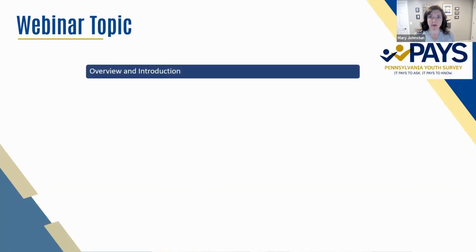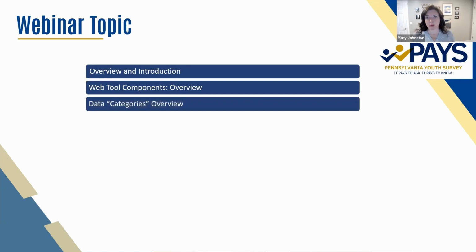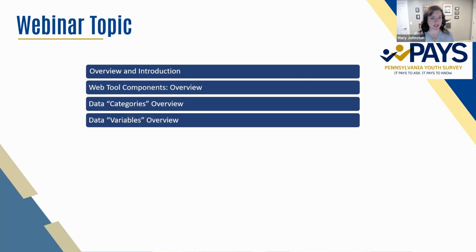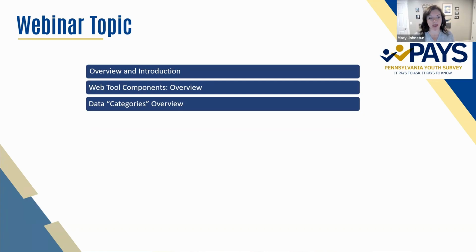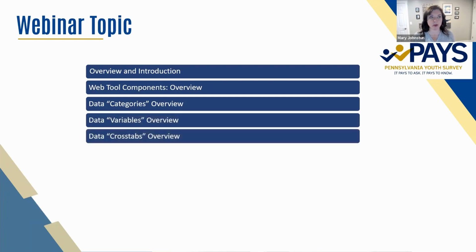Again, today I just want to provide an overview and an introduction. I want to give you an overview, walk through the homepage in terms of what you might see when you go to the site. Within this web tool, there are actually three different kind of smaller tools. So I want to spend some time on each of those three tools and talk about how each tool is different, different scenarios when you might want to use that tool, etc. So the first tool is the categories tool, and we'll talk about that more later. The next tool is the variables tool. And finally, we have the crosstabs tool.